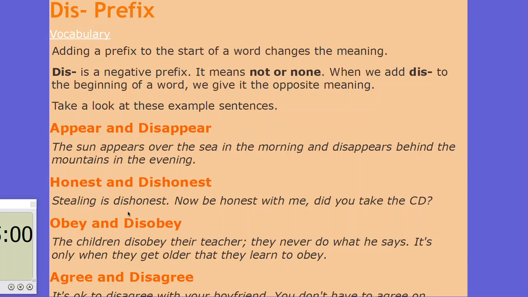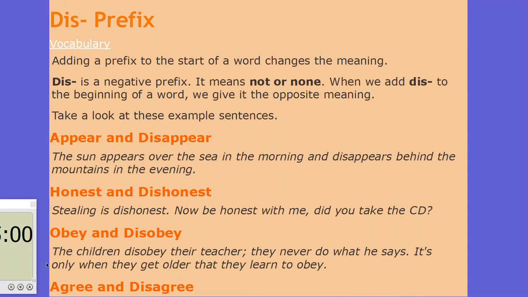I will do the last one here, which is obey and disobey. The children disobey their teacher. They never do what he says. It's only when they get older that they learn to obey. So disobey here is the opposite of obey. Obey is the root word. It means do as you've been asked to do, follow instructions. If you obey the rules, then you are following the instructions. If you disobey the rules, you are not. It's the opposite. And agree and disagree. Okay.